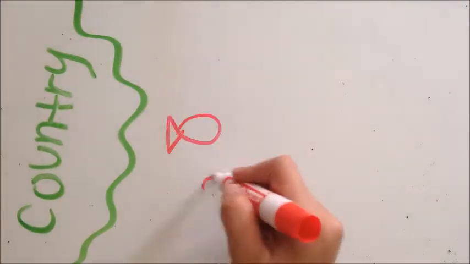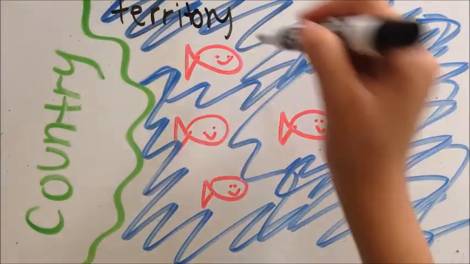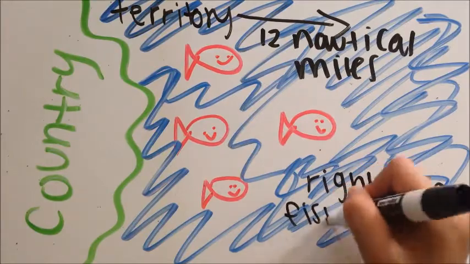Countries have to follow the law of the sea. The law of the sea standardized territorial limits for most countries at 12 nautical miles, and gave rights to fish and other marine life within 200 miles.